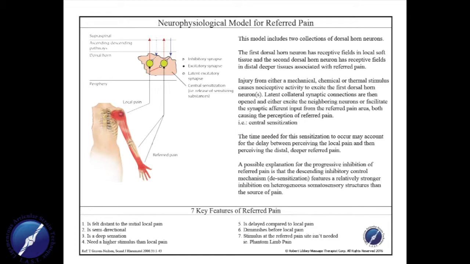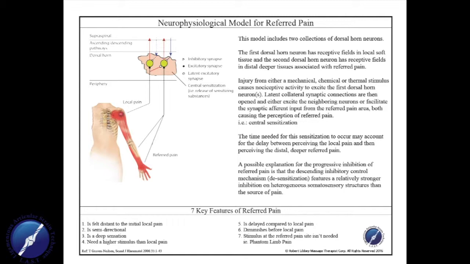It needs a higher stimulus than the local pain. So the local pain, it doesn't take too much to irritate it. But when that stimulus gets a lot more intense, then you're going to start feeling that referred pain a lot more. The referred pain is also delayed. So the local pain happens first, and then it takes some time for that hypersensitization to occur through the dorsal root ganglion, and then you start feeling that referred pain a little bit later on.